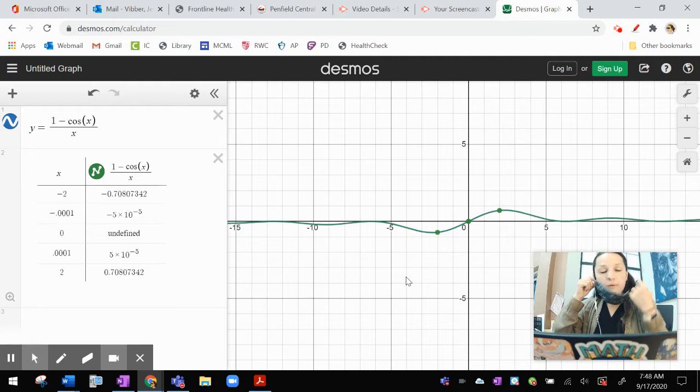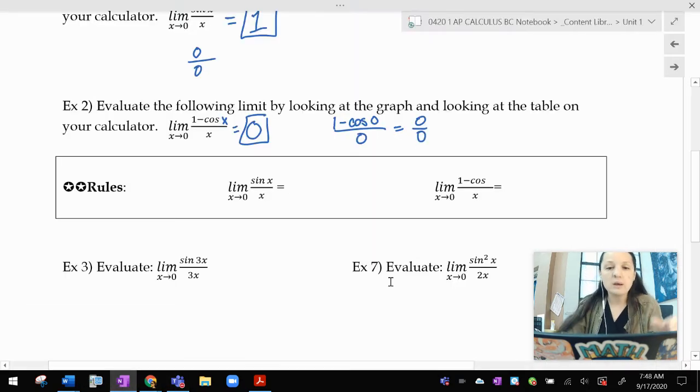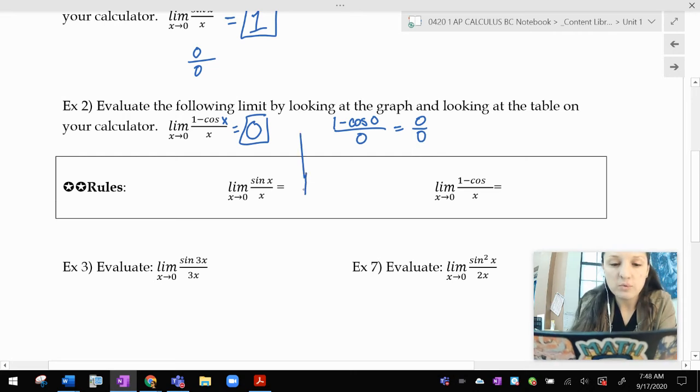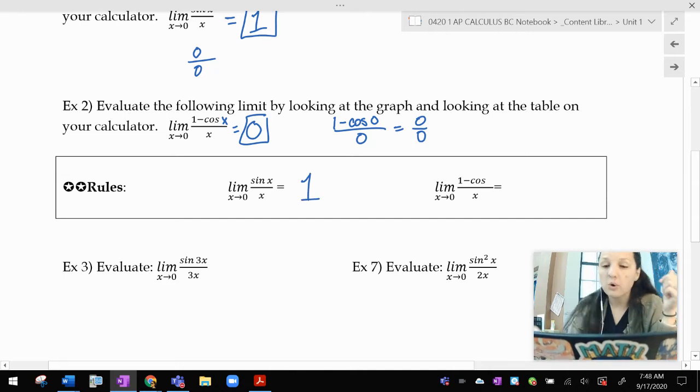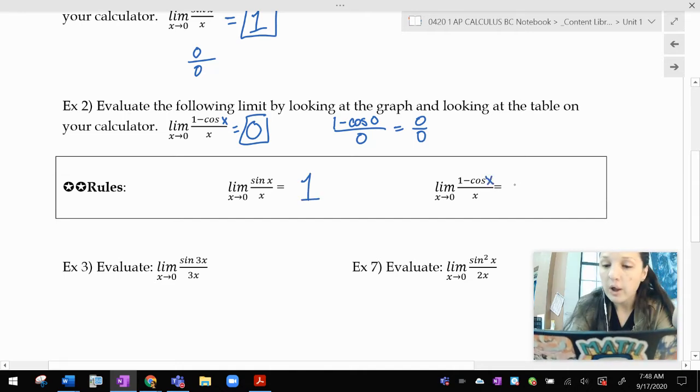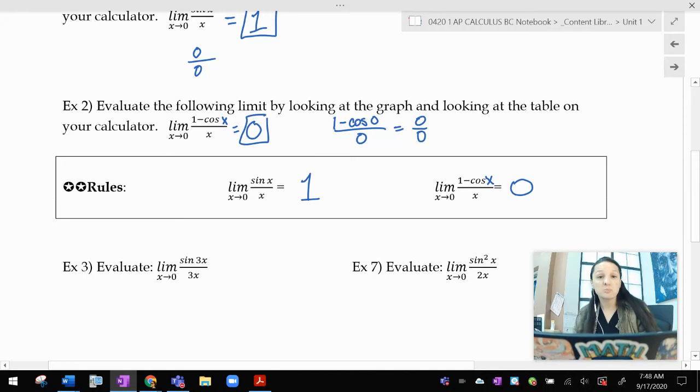Okay, so we have this y equals cosine x, and it heads towards 0. And I don't know where I was because somebody popped in my room, but that's okay. So let me go back to our notes here. And we have decided that sine x over x goes to 1 as x approaches 0. And 1 minus cosine x over x goes to 0 as x approaches 0.